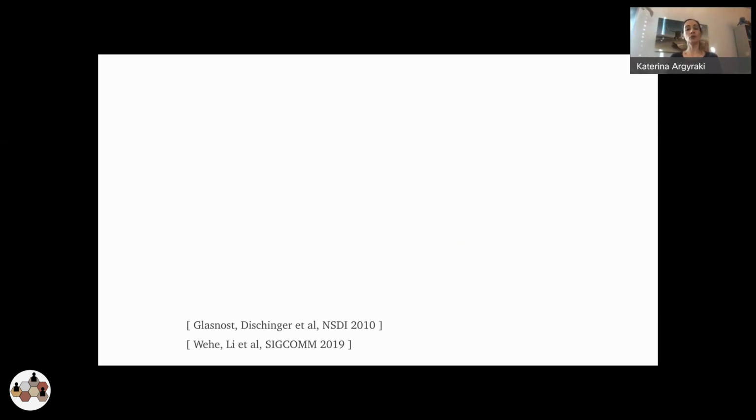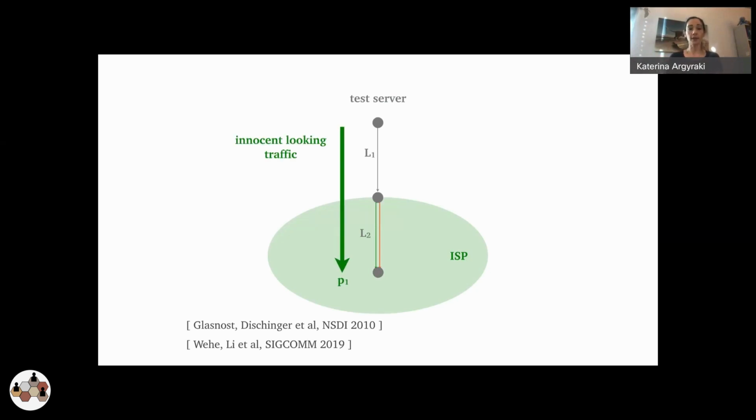So how do end users assess a network's neutrality today? They don't use tomography. They don't use the kind of neutrality inference that I described. Instead, they do something like this. Let's say this is the ISP that end users are trying to assess its neutrality. So they create a topology like this. They find a test server somewhere, and then they send innocent looking traffic. So it's not the traffic that they suspect that this ISP is discriminating against. They send it along this path and they measure the performance.